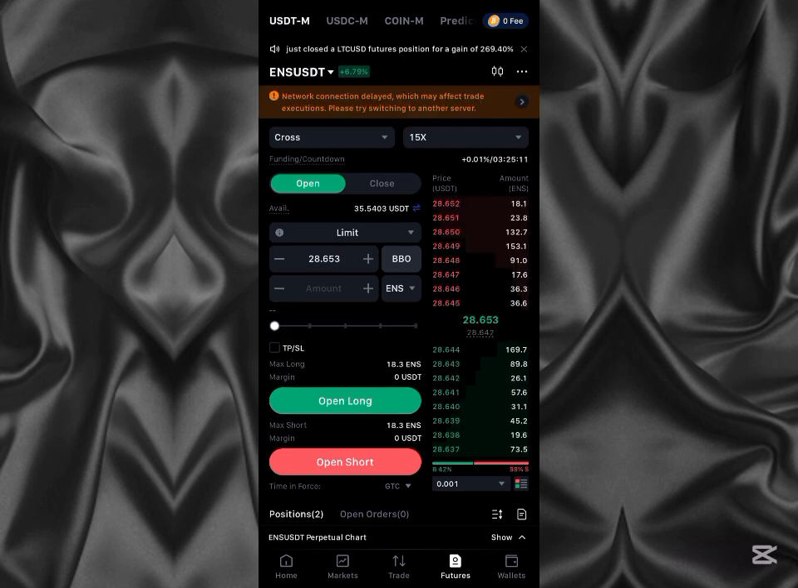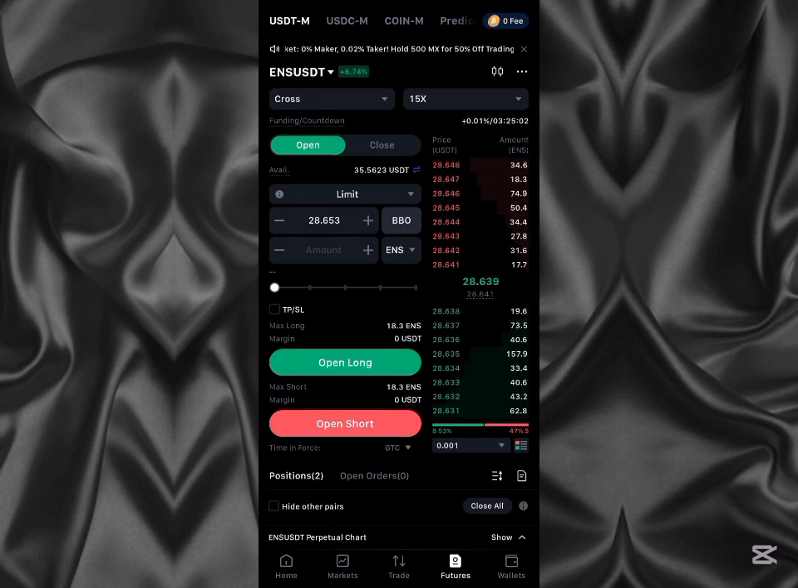Now this is the platform, and if you don't already have funds in your MEXC account, you're going to have to transfer from another exchange, your wallet, or buy from P2P. But if you have funds in your spot account, you have to go ahead and transfer it from your spot to futures trading. You can do that by clicking here.